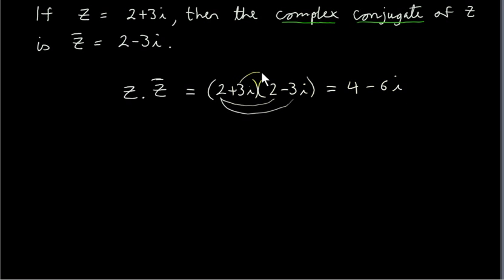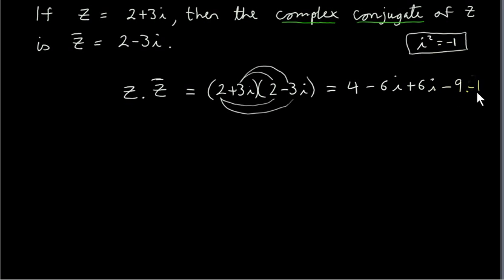Then we go to the next term, plus 3i, and we multiply it through. So we'll end up with 4 terms in total. Plus 3i by 2 is plus 6i. Plus 3i by minus 3i is minus 9i squared, because we've i times i here. Now, we know of course that i squared is minus 1. So the only difference between here and ordinary algebra is that we have to replace this i squared with minus 1.